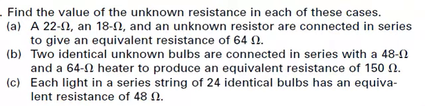So again, we want to find the equivalence resistance of the series circuit. We want to find the value of unknown resistance in each of the cases below. Part A, 22 ohm, 18 ohm, and an unknown resistor are connected in series to give an equivalence resistance of 64. So since we have a series circuit, R1 plus R2 plus R3 is going to give us RS.